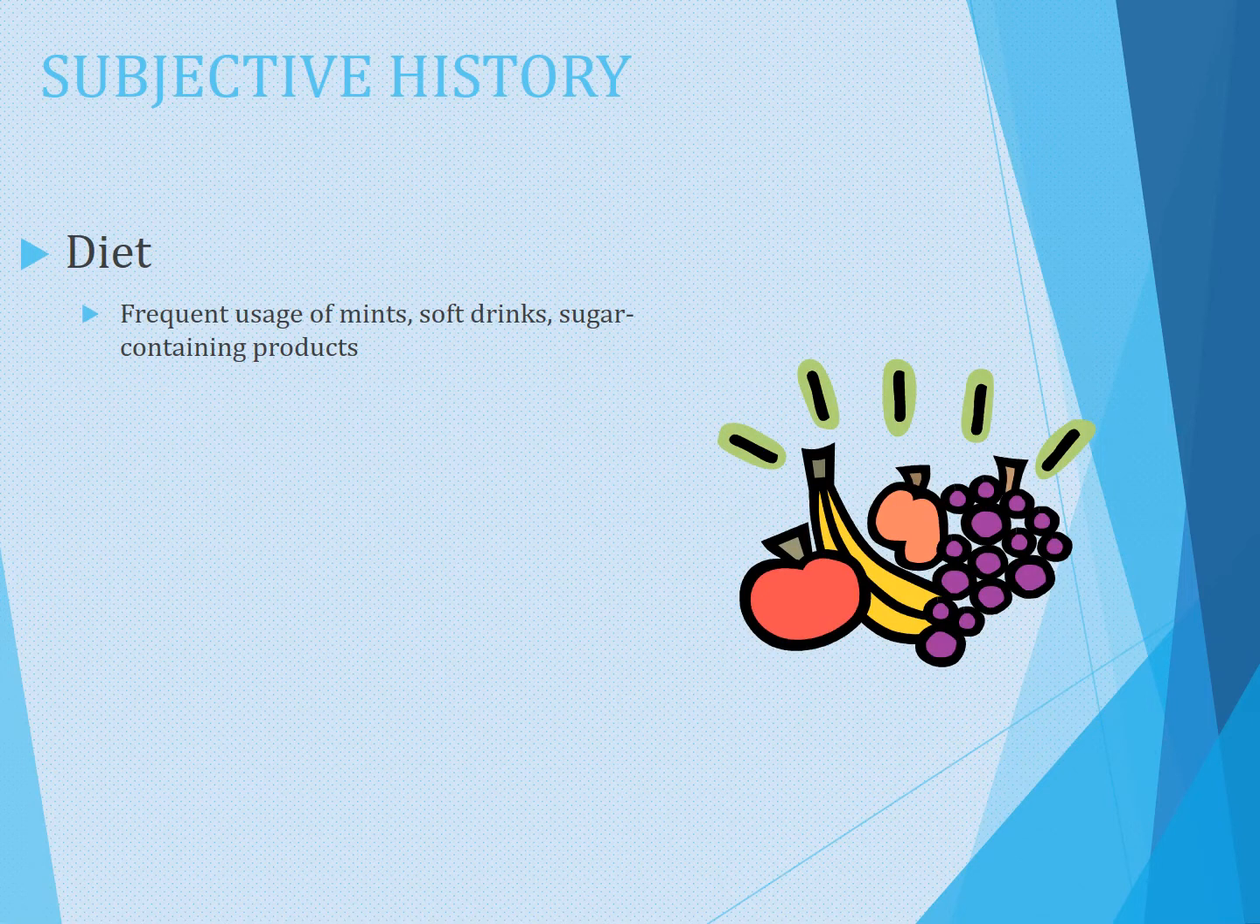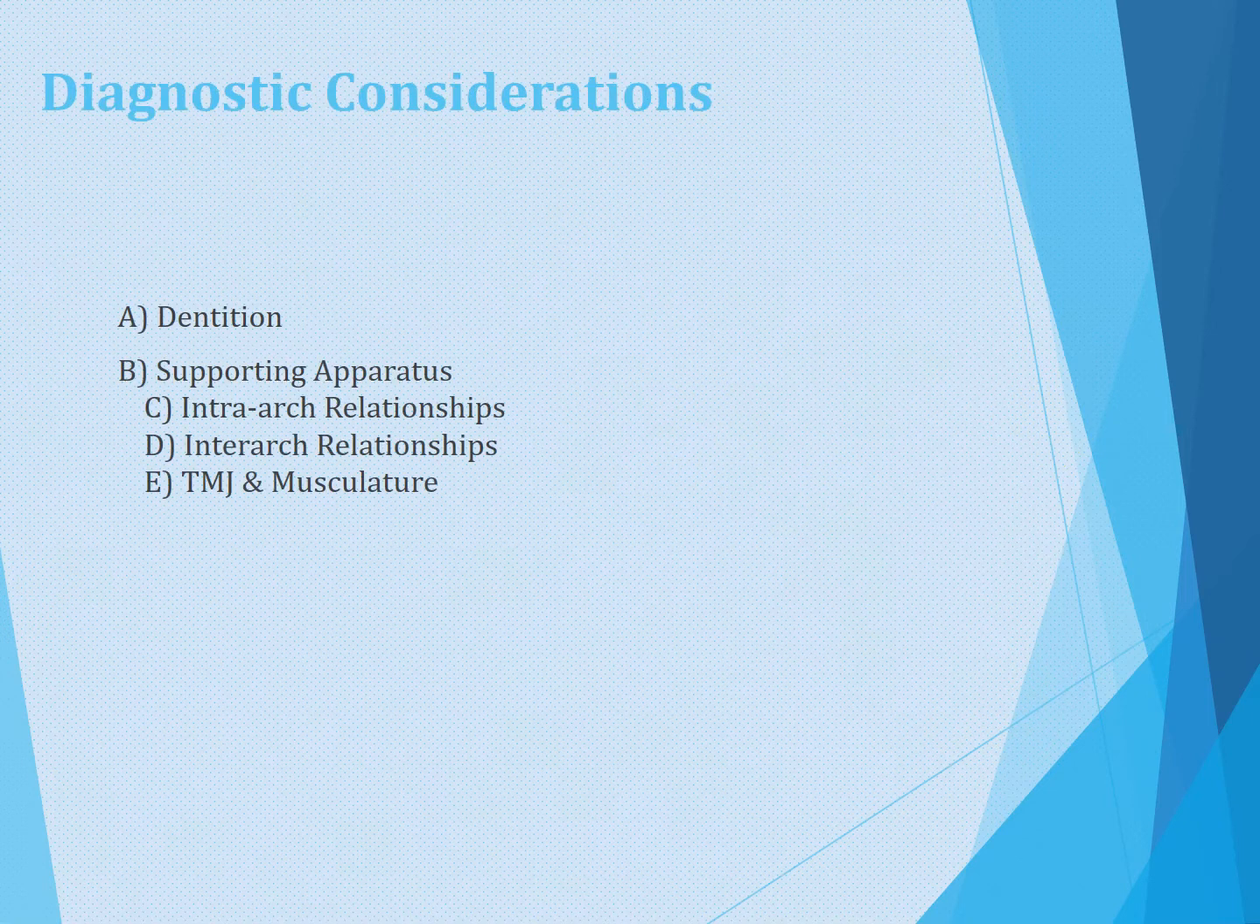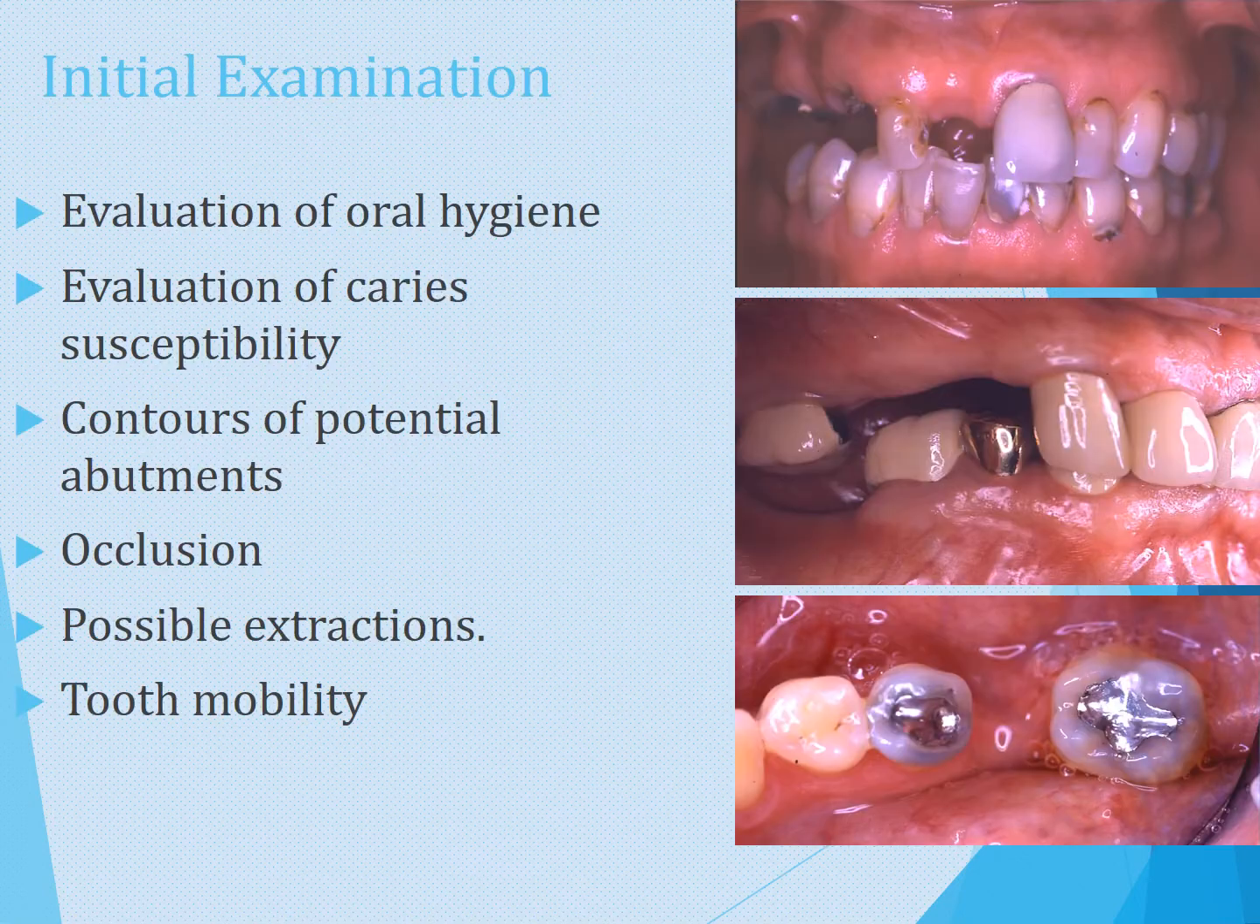Okay. Coming to the diet. So, there is frequent use of mints, soft drinks, sugar-containing products. So, you just need to know how the patient is eating and what the patient is eating, because these are important in partially edentulous patients, because we are supposed to replace teeth with artificial teeth. Okay, coming to the diagnostic considerations, the dentition and supporting apparatus. So I will be talking about dentition and supporting apparatus. Apparatus is the intra-arch relationship, the TMJ, muscles.